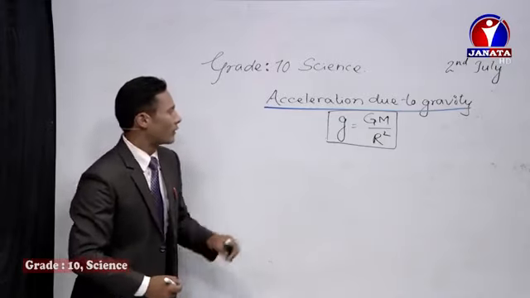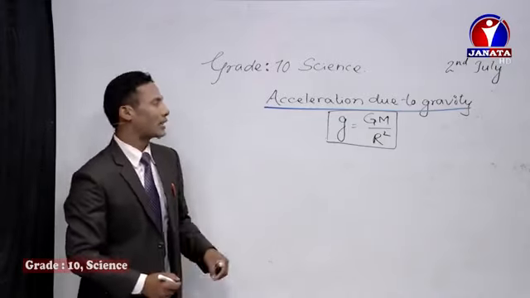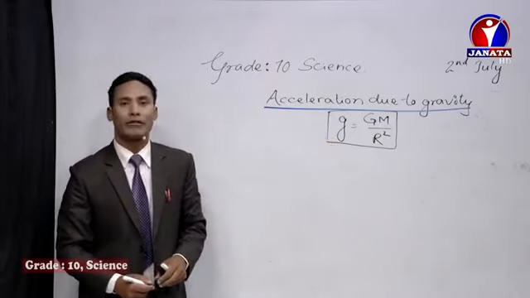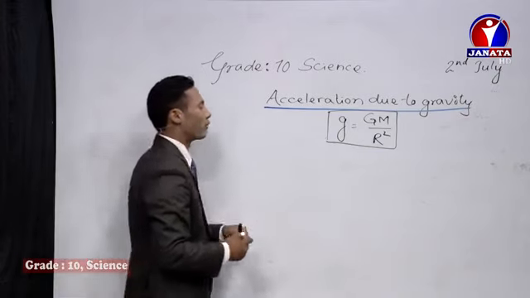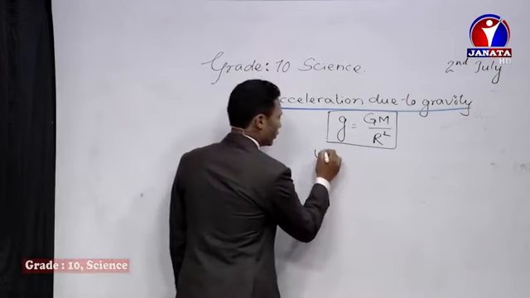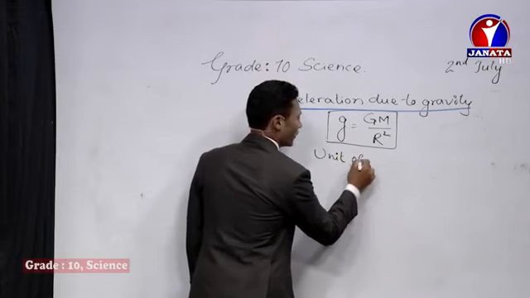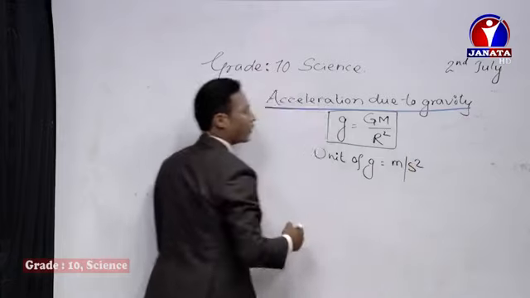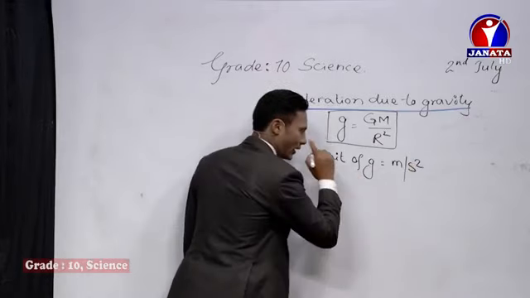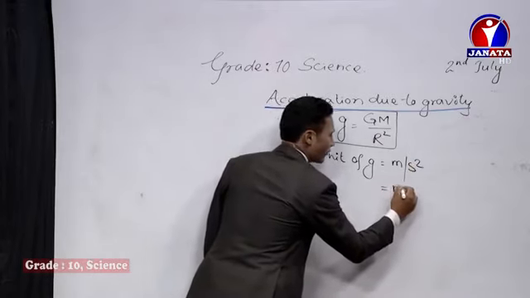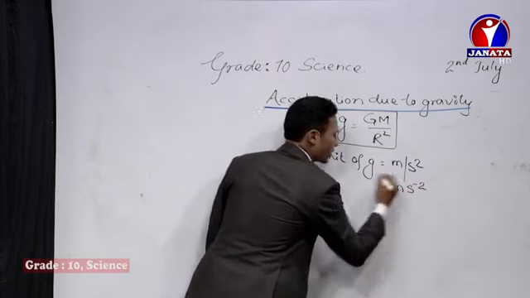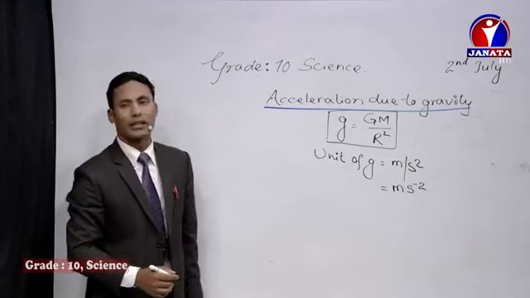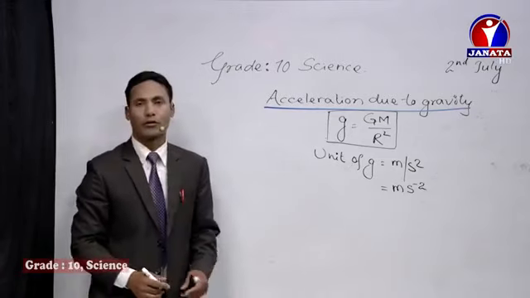Now the symbol for representing acceleration due to gravity is small g, and the unit of acceleration due to gravity is meter per second square. So the unit of g is meter per second square. Another way we can represent it is m/s square. Both can be used for representing the unit of acceleration due to gravity.